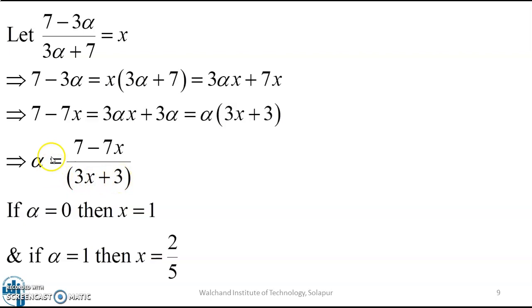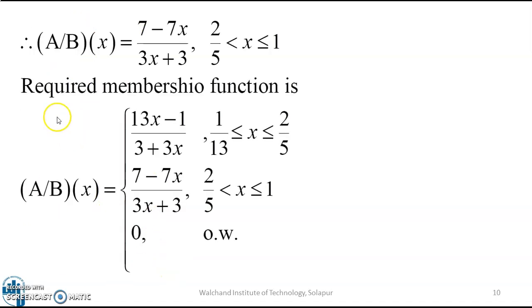Now it is the second step. To find the range, let me put alpha equal to 0 in this expression. That will lead to x as 1, and putting alpha equal to 1 here, we get x equal to 2 by 5. Therefore, the second step for the membership function A by B is (7 - 7x) upon (3x + 3), where 2 by 5 is strictly less than x, less than or equal to 1. Here we have taken strictly less than because 2 by 5 is already included in the first step. Now the required membership function is this one.